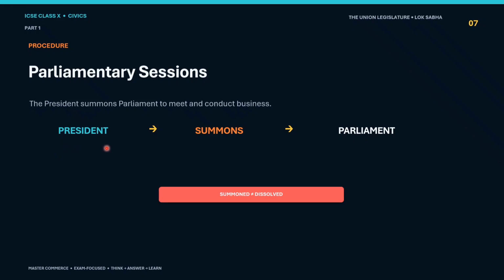Parliament does not simply remain in continuous session. The President summons Parliament. A session is a period during which the House meets and conducts parliamentary business. One vocabulary tip. Summoned means called to meet, and dissolved means the Lok Sabha itself comes to an end. These words are not interchangeable.